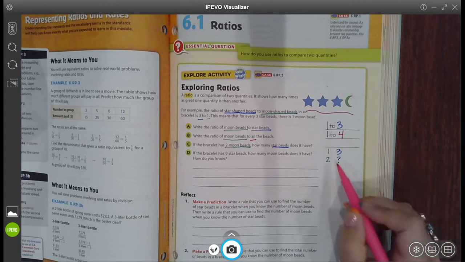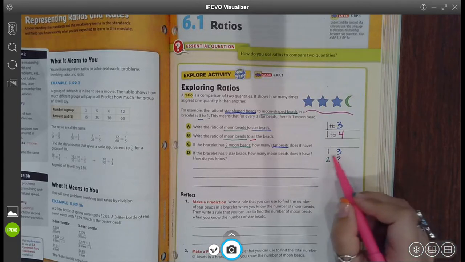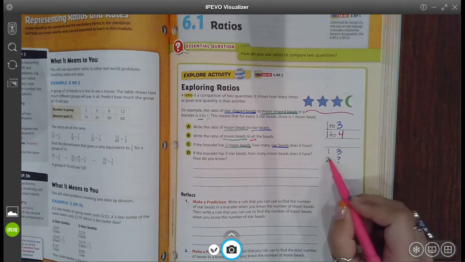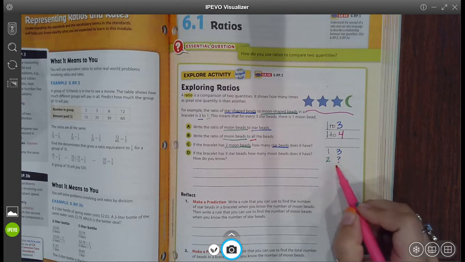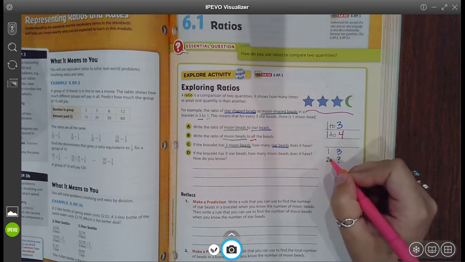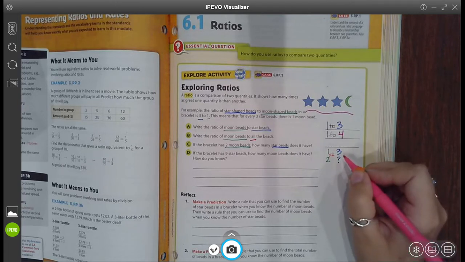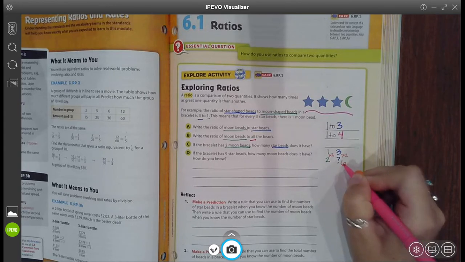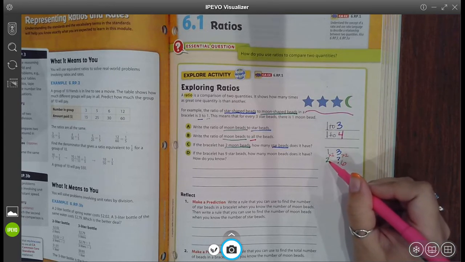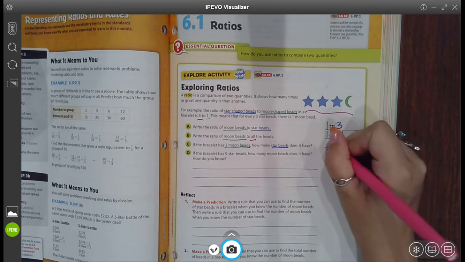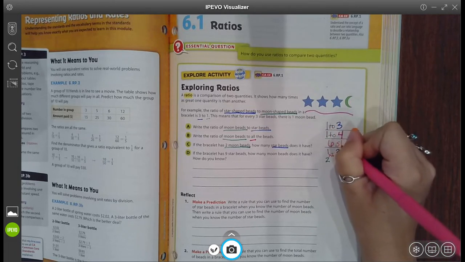So if I use the initial ratio of 1 to 3, I can use that to help me figure out this unknown one right here. Well, how do you get from 1 to 2? You multiply by 2. So do the same thing to the 3. 3 times 2 is 6. So that means when there's 2 moon beads, there's going to be 6 star beads.